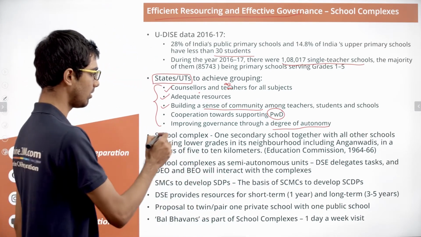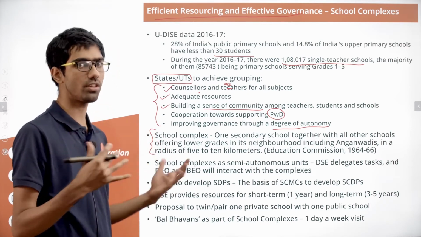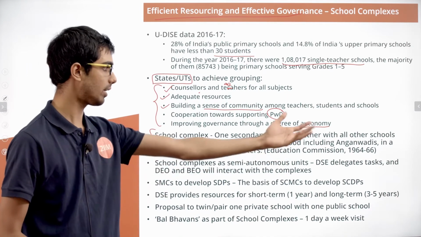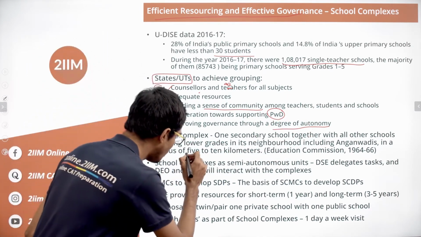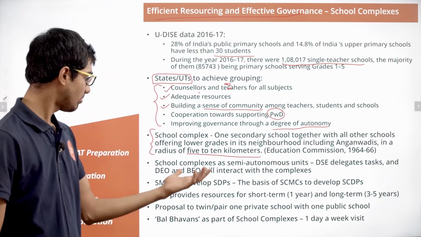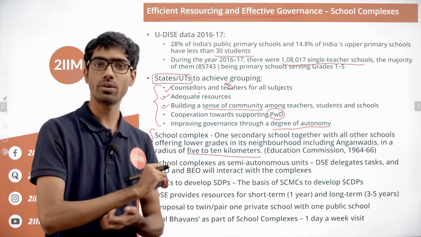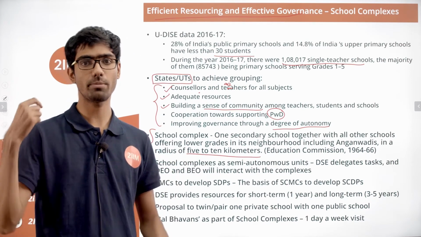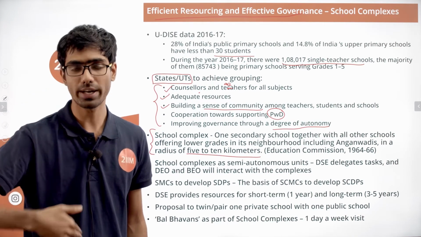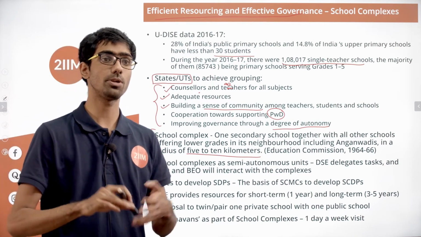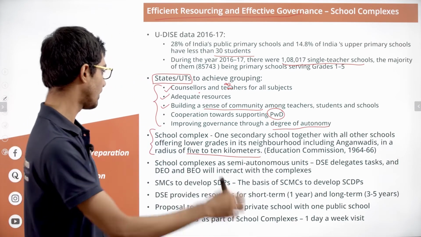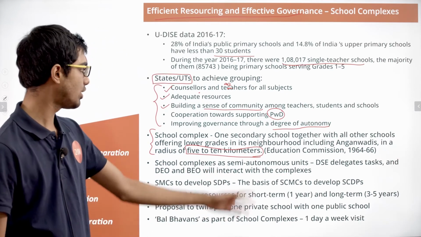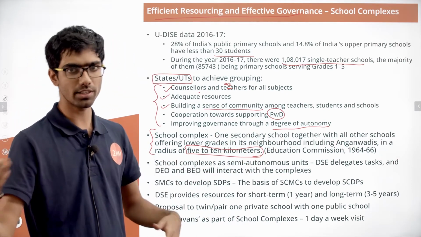So school complex. This is the definition of school complex: one secondary school together with all other schools offering lower grades in its neighborhood, including Anganwadis, in a radius of 5 to 10 kilometers. So this is the most important. Normally if you go beyond 5 to 10 kilometers, the problem of dropout comes. There are people who might not want to travel for various reasons. There might not be enough people who travel 5 to 10 kilometers to come to a school, and especially this becomes a hindrance for girls. So the school complex should ideally comprise schools in the radius of 5 to 10 kilometers, with one secondary school coupled with all the other schools in the lower rung.